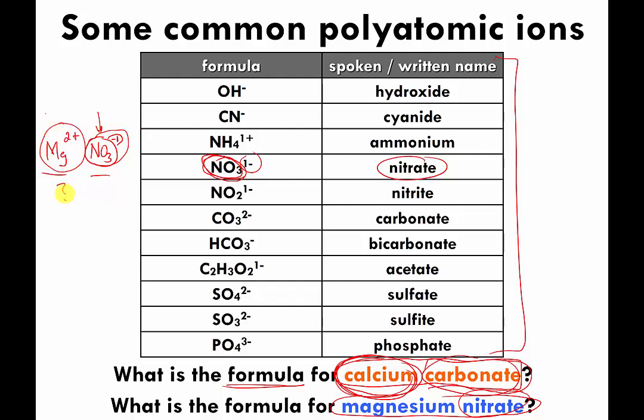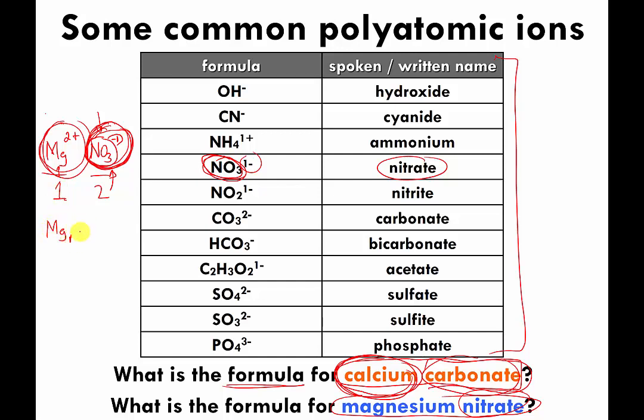So hopefully you can see that I need 2 of those guys to cancel out 1 magnesium, because if I have 2 nitrates, each one gives me a charge of -1. That gives me a total negative charge of -2, and 1 magnesium has 2 positives. So I need 2 positives being canceled out by 2 negatives. And because of that, if I need 1 magnesium, the formula for magnesium nitrate is going to be Mg.